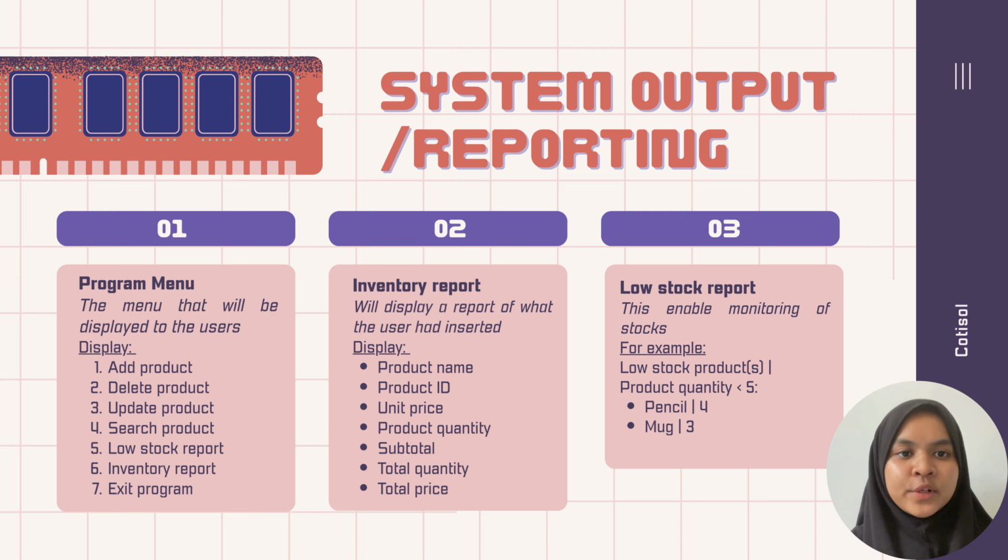For example, product with a quantity that is less than 5 will be displayed to the users. As you can see in the slides, I have pencil and also mark, both having a quantity below 5. So the users will see these products and they can monitor their stock, and they can also take further action. Maybe they can restock those items that are currently low in stock, so it's very beneficial for them.